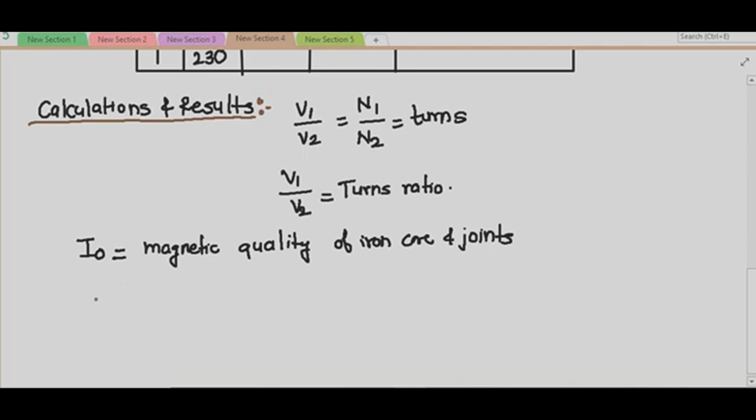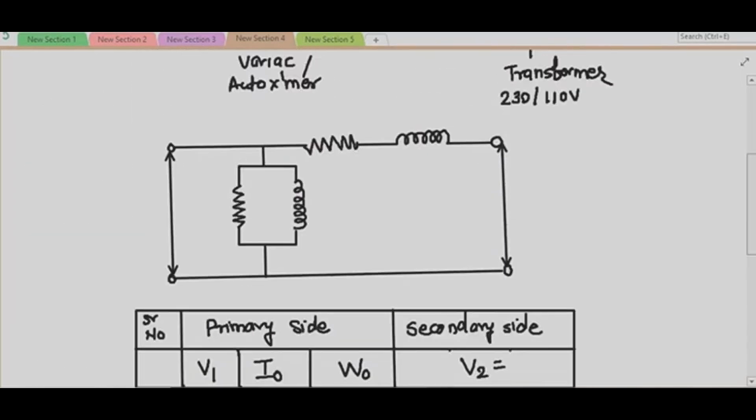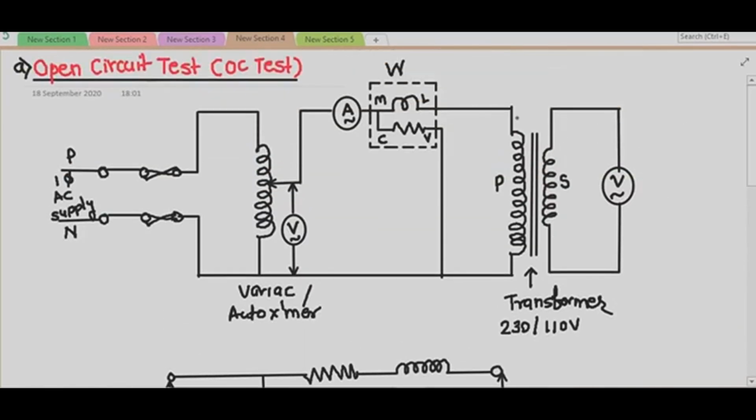Then the reading of W0 gives you the iron loss of the transformer. Remember students, the secondary circuit is not closed, so no current will flow through the secondary side. Only current will flow on the primary side, which is shown by this ammeter connected on the primary side. So this is your no load current, and no load losses will take place.